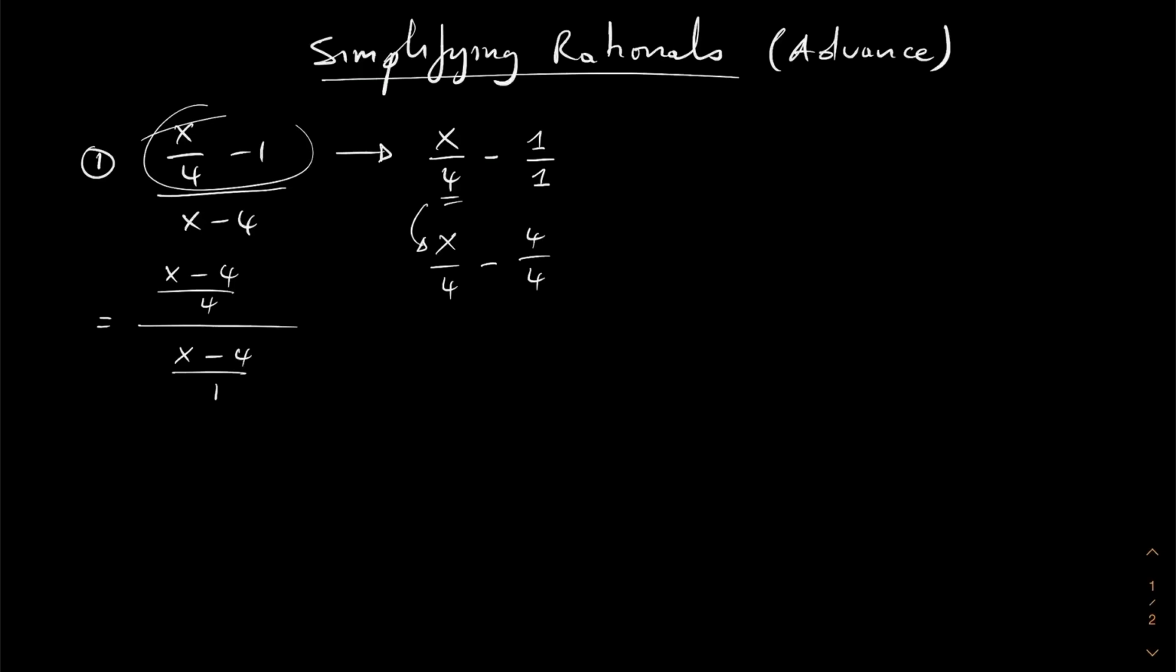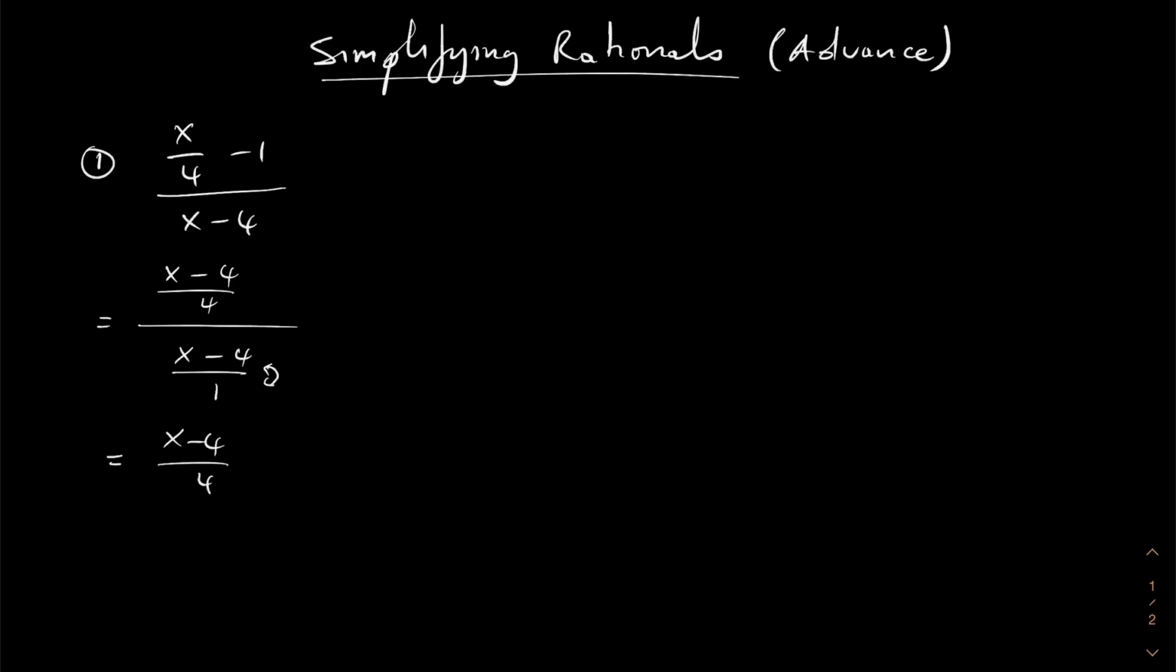And so now we have a rational expression divided by another rational expression, both written in standard form. And so we can proceed and turn this division into a multiplication by flipping the second fraction. And so we're going to have x minus 4 divided by 4 multiplied by 1 divided by x minus 4. Simplifying these two, we cancel x minus 4 and x minus 4, and so all we have left is 1 over 4. And so this is done.